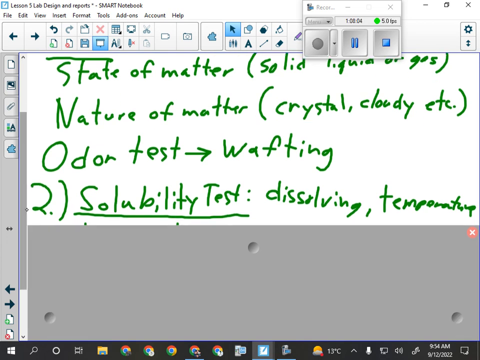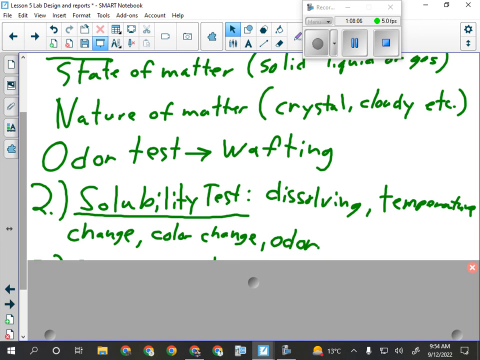So I'm looking for dissolving, temperature change, color change, and if there's any change in smell. Sometimes when you add water to something, there's suddenly a smell. So that's also something to watch for. Starting to see why you're getting a whole class period to work on this tomorrow. Is there going to be a fair amount of stuff to type? This procedure is going to be pretty long, probably close to a page by itself.